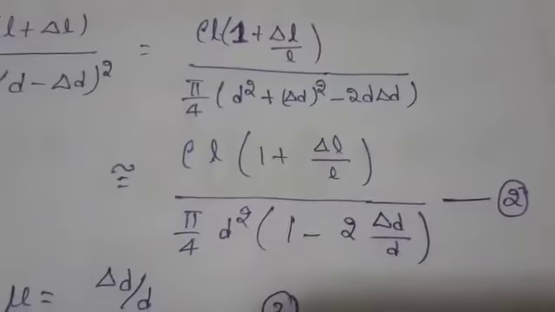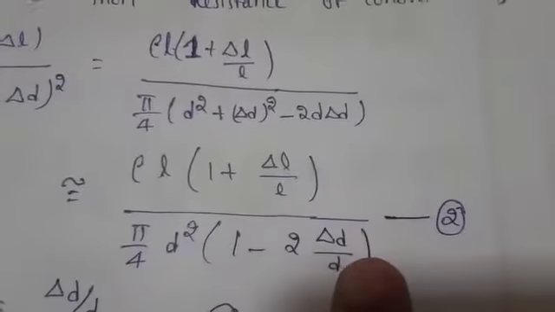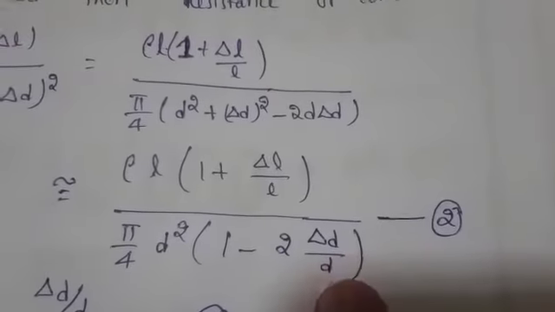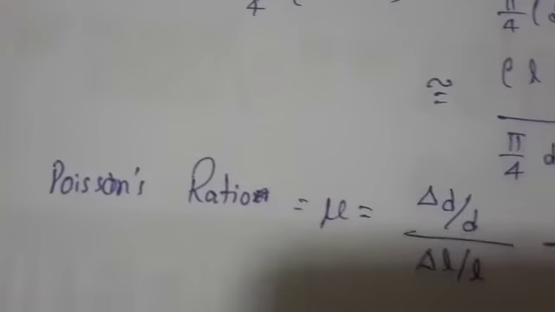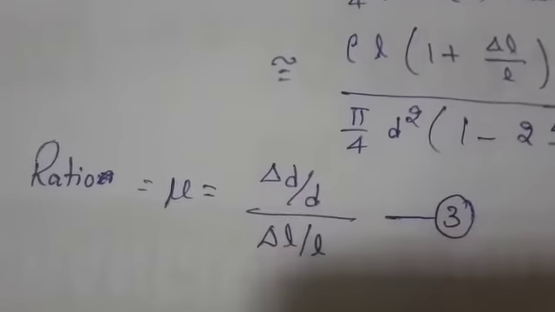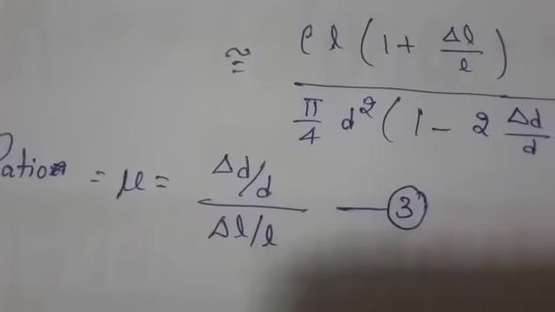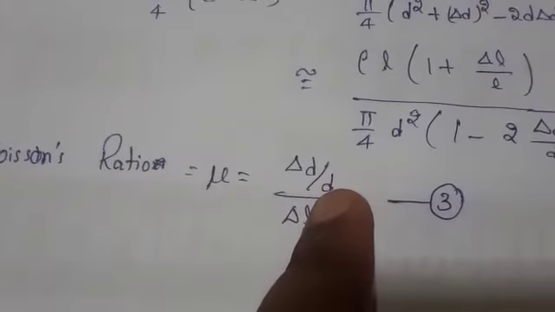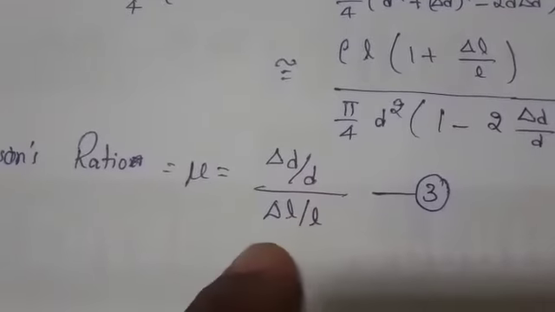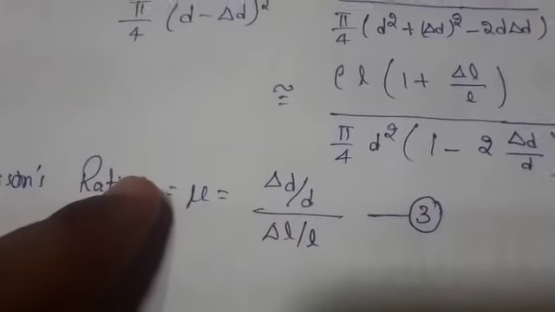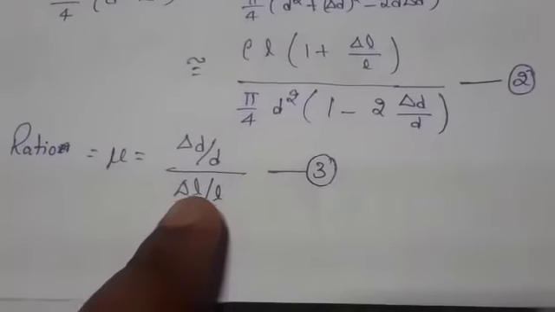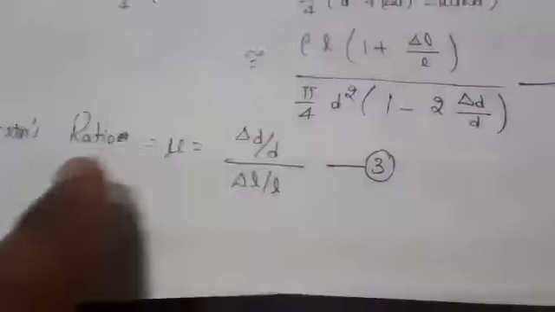So in this equation, delta d by d can be written in terms of mu, the Poisson's ratio. Poisson's ratio mu is delta d by d divided by delta L by L. So we can write the term for delta d by d as mu into delta L by L. This is equation number 3.